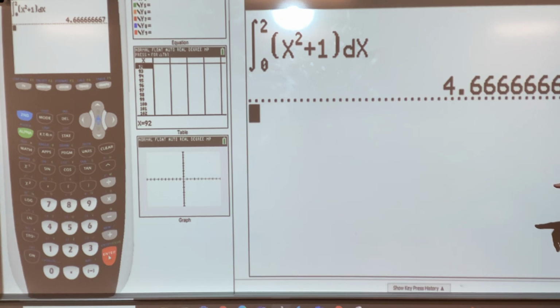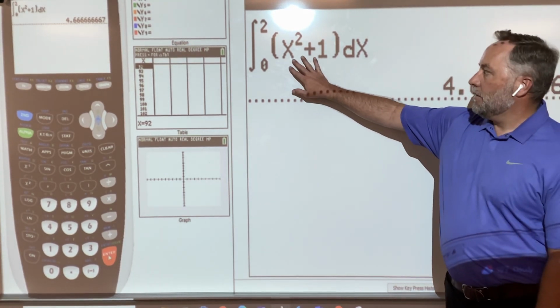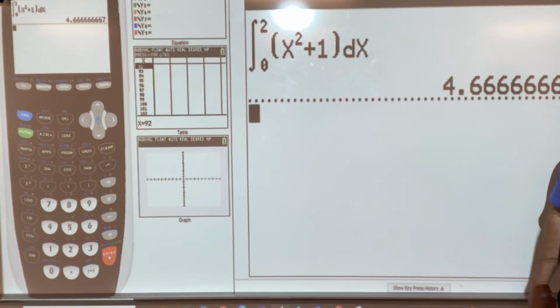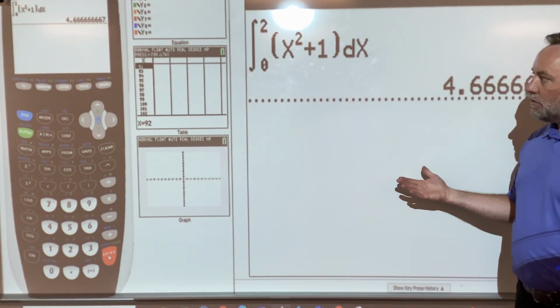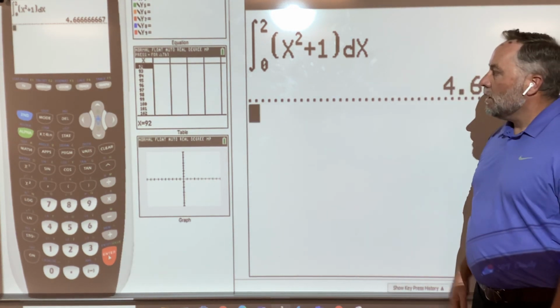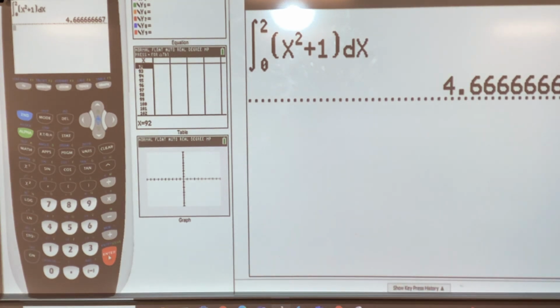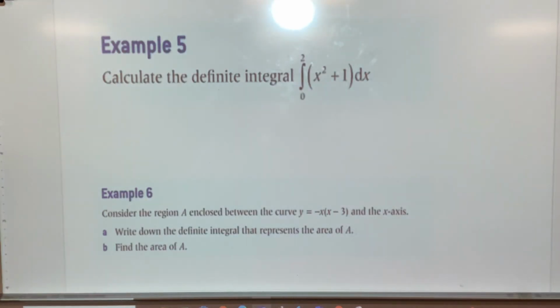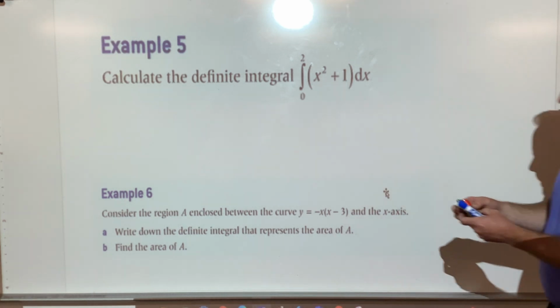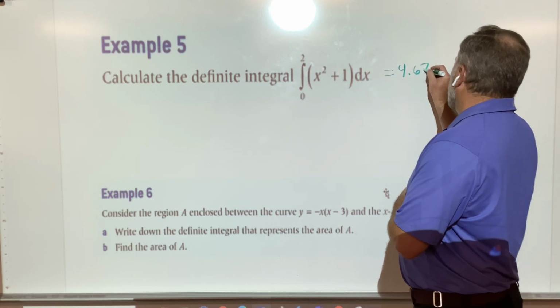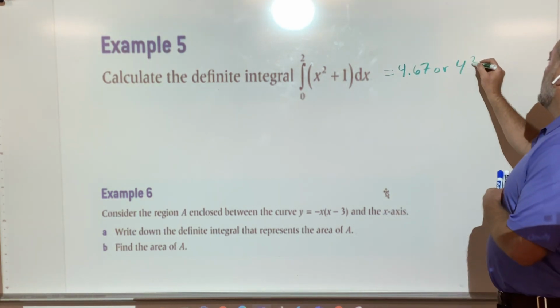So 4 2/3, so 4.6 repeating would be 4 2/3, and so the area under the curve for that function would be just this value right here. So if you're allowed to do it using just your calculator, you don't even need to show much work at this point, that's how you could set that up, all right? So if we go back to here, our answer here, we would just say, okay, we put that into our calculator and we got 4.67 or 4 2/3.